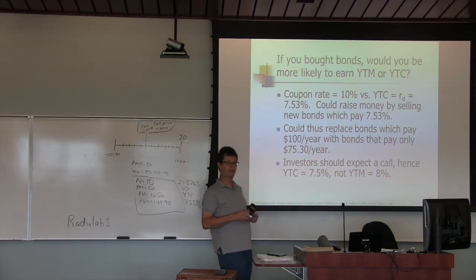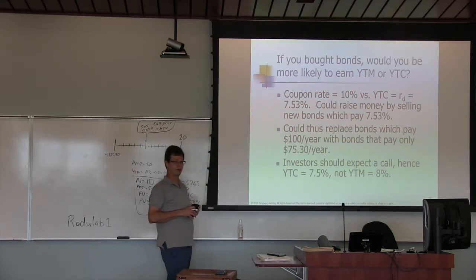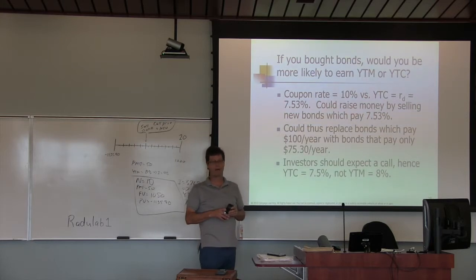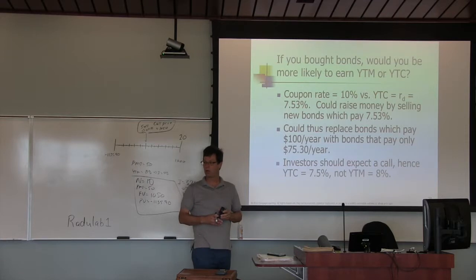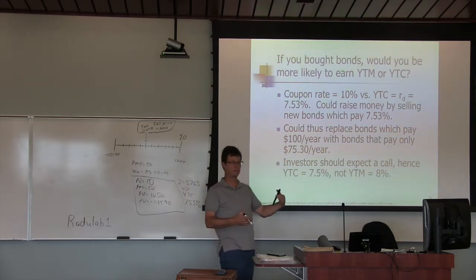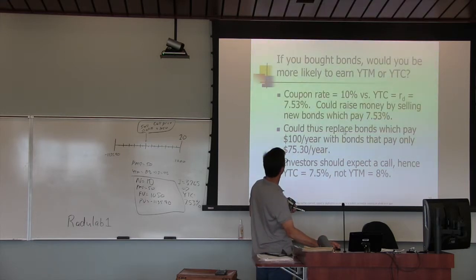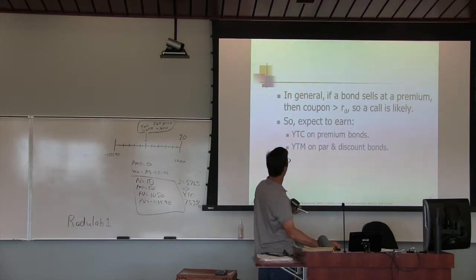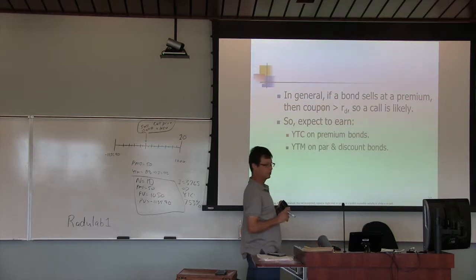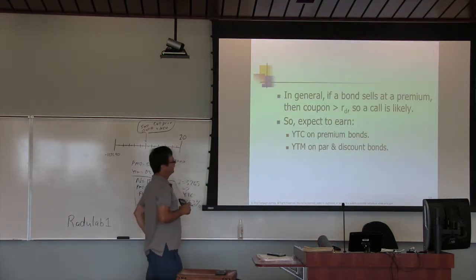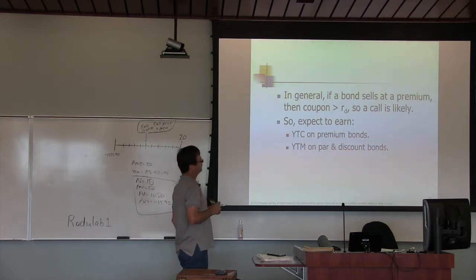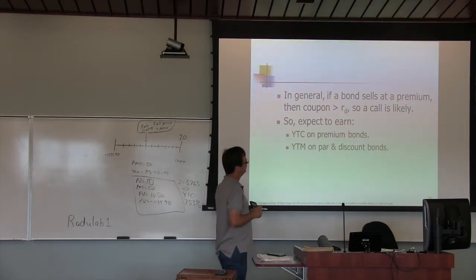So one way to think about it here is that interest rates have fallen, from the 10% originally down to the 7.53% there. Right, since those interest rates have fallen, the likelihood of a call is very high as the rates have come down. So in general, we put it that way: if the bond sells at a premium, the coupon is greater than the cost of debt, so the call is likely.